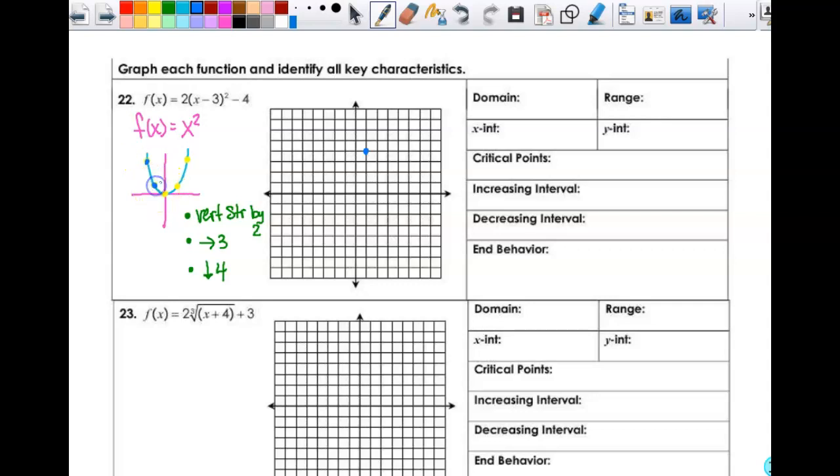Then I do this one, -1, 1. Vertical stretch by 2. I multiply my y value by 2. My y value becomes 2. Then I go to the right 3 and I go down 4. There's my next point. Then I have 0, 0. Vertical stretch doesn't do anything, but I go to the right 3 and down 4.